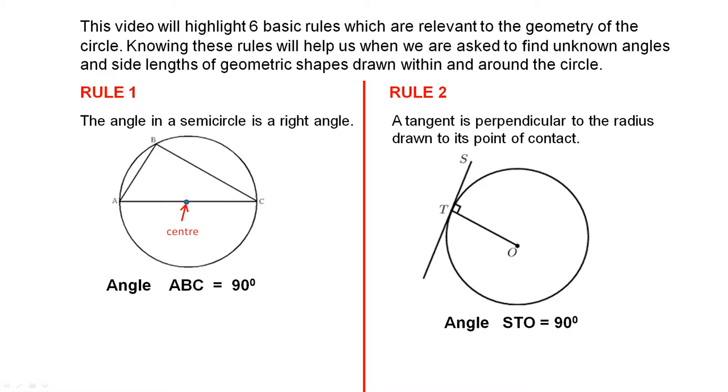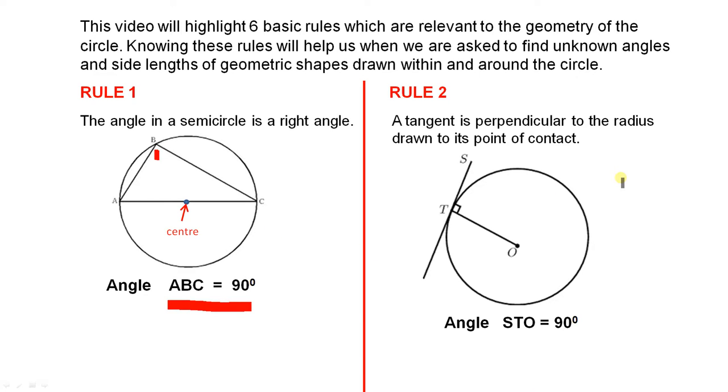Rule 1. The angle in a semicircle is a right angle. What that means is that angle ABC is 90 degrees. So this angle here, that one there, is 90 degrees. This is a very, very important rule, and it will help us to solve a lot of geometric problems to do with the circle.